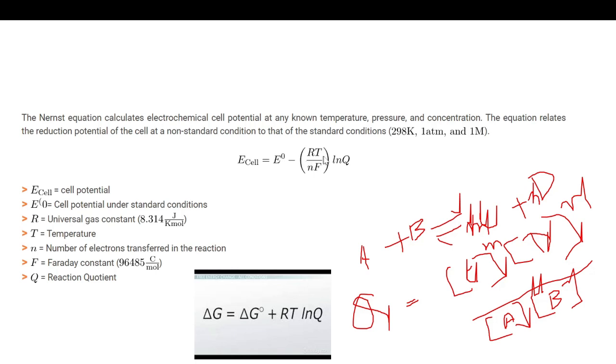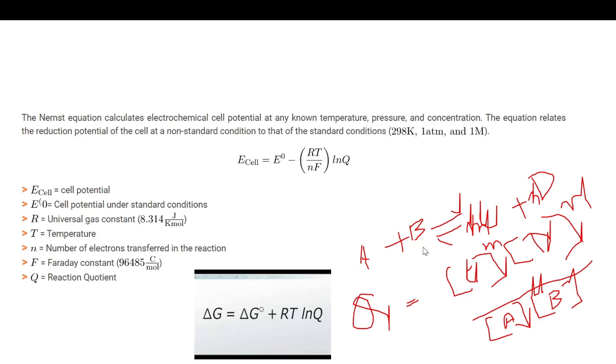Here R is your gas constant and T is the temperature. N is the number of electrons transferred in the reaction. That is very important: the net number of electrons getting transferred in the reaction is N. And Q is your reaction quotient.